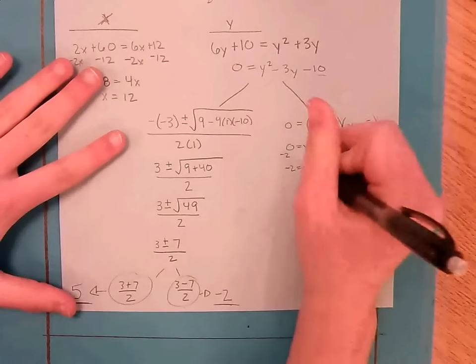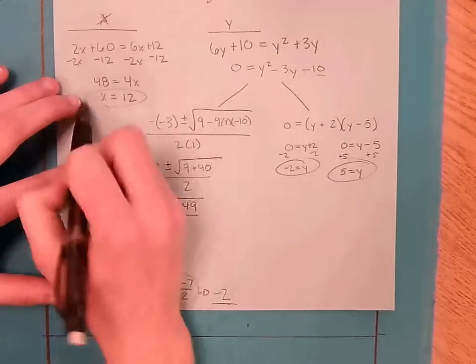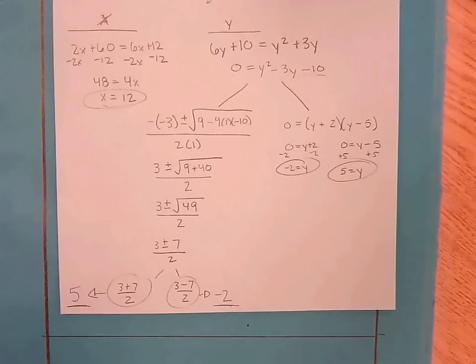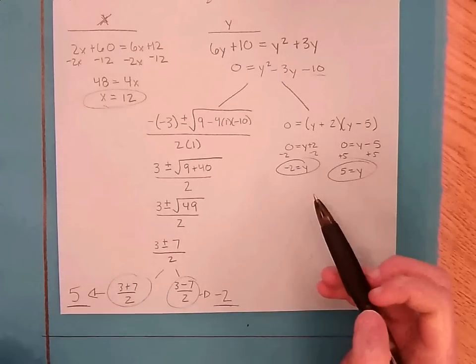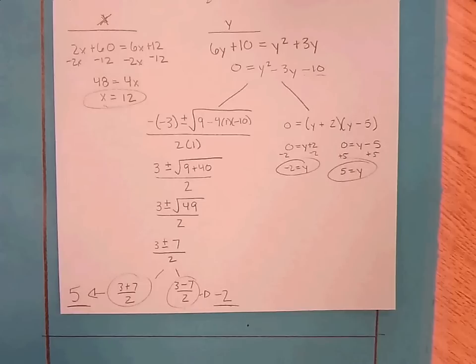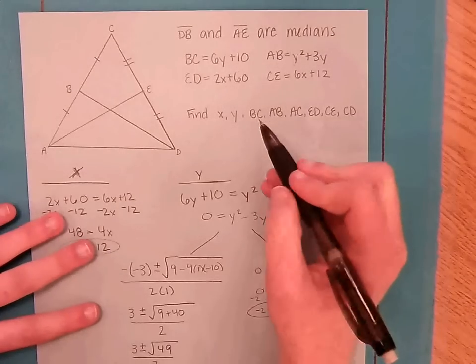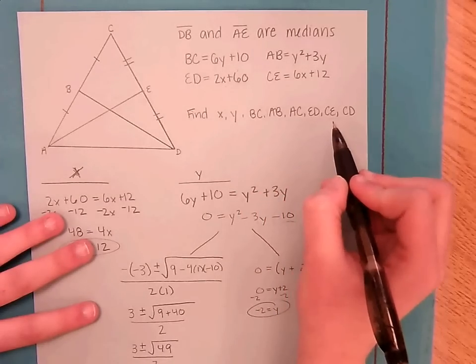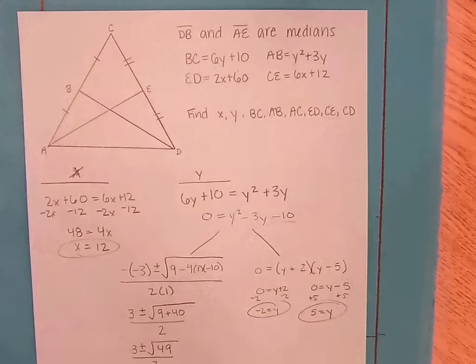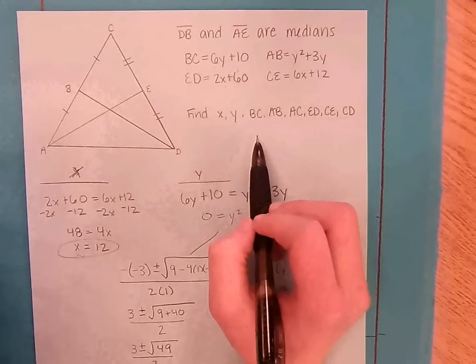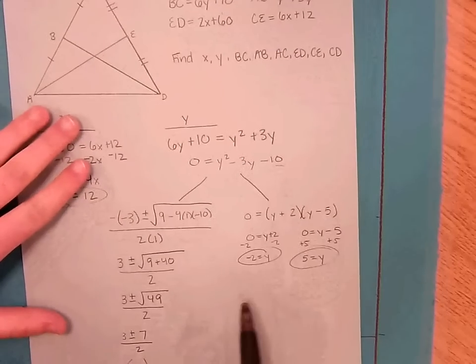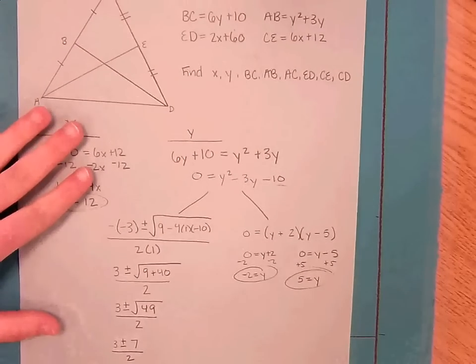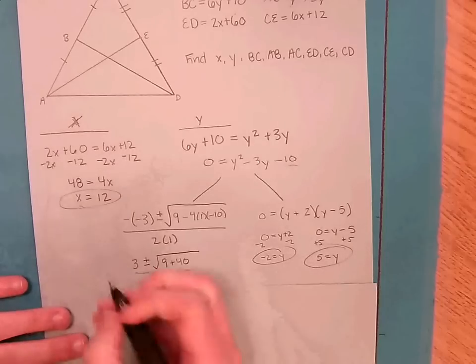Alright, so now we have those two y values, and we have our x value. Now again, with you getting a negative y value, it could work. It could end up working out in the end, but we don't know yet until we start plugging in numbers, which is what we're going to do next. Because it asked us to find BC, AB, AC, ED, CE, and CD. Alright, so let's start out with this first one, BC. That will hopefully help us figure out which of these two is really going to be the y value.